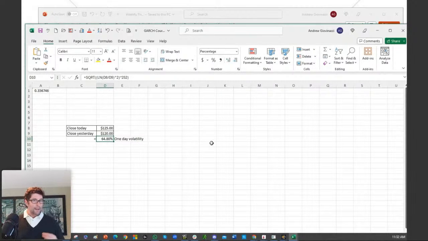So again, that $5 move is a 64% volatility for 1 day. What I'm trying to get you to see is you have an underlying move. The formula is doing the calculation for you and saying, hey, that $5 move, that 1-day volatility, the close to close vol, is a 64 volatility. Now let's put this into perspective with the S&P 500.